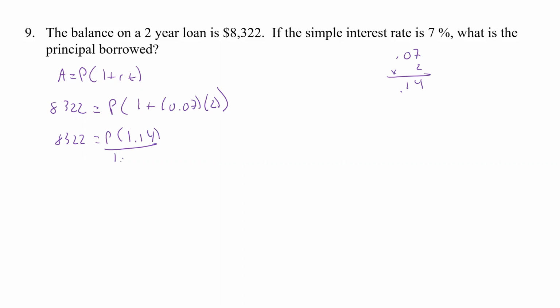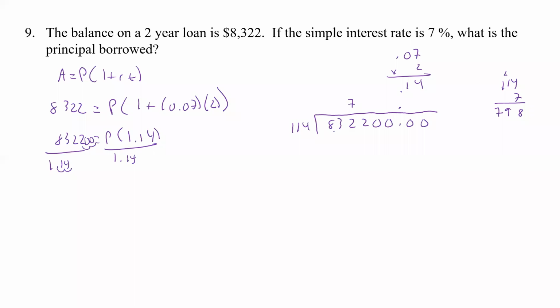Now divide by 1.14. And again, we can't divide by a decimal, so we move the decimal 2 places here. So we have to move it 2 places here. So we have 114 into 832200.00. All right, so 114 times, maybe 7. That's going to give us 28. That's going to give us a 9. That's going to give us a 7. So that's a 7. That's 798.